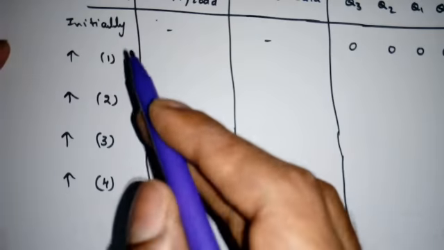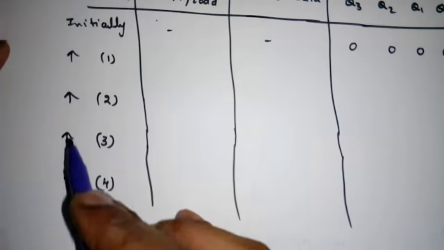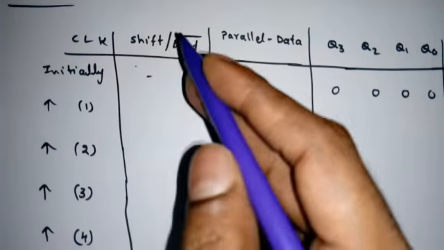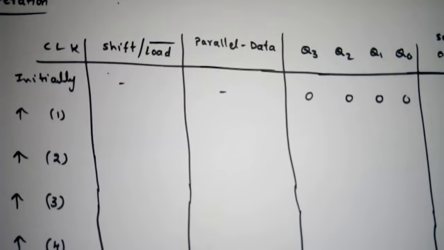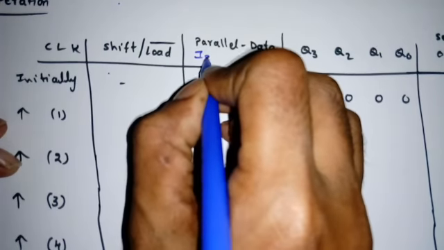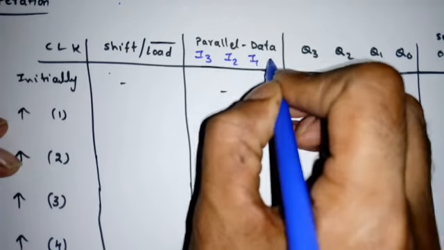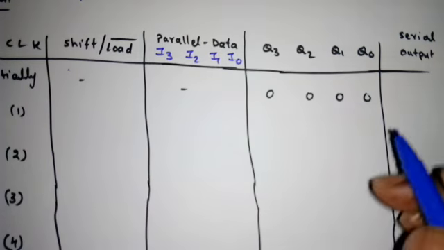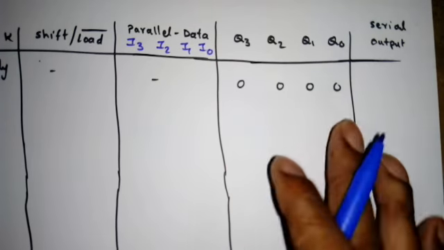So here is the clock, so we have to apply the positive edge triggered clock 1, 2, 3, 4 and so on. This is the control input which will control the operation, and this is the data. So we are entering which data we need to store or shift. So this is I3, I2, I1, I0. This is the state of the register, and we can take the output serially.